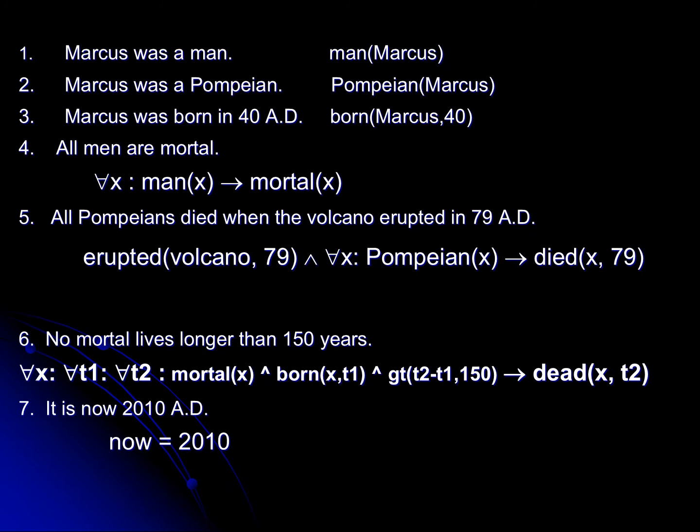We can conclude that for every X, for every T1, for every T2, if X is mortal and X was born in time T1 and T2 minus T1 is greater than 150, then we can conclude that X is dead at time T2. Here GT stands for greater than, LT stands for less than.